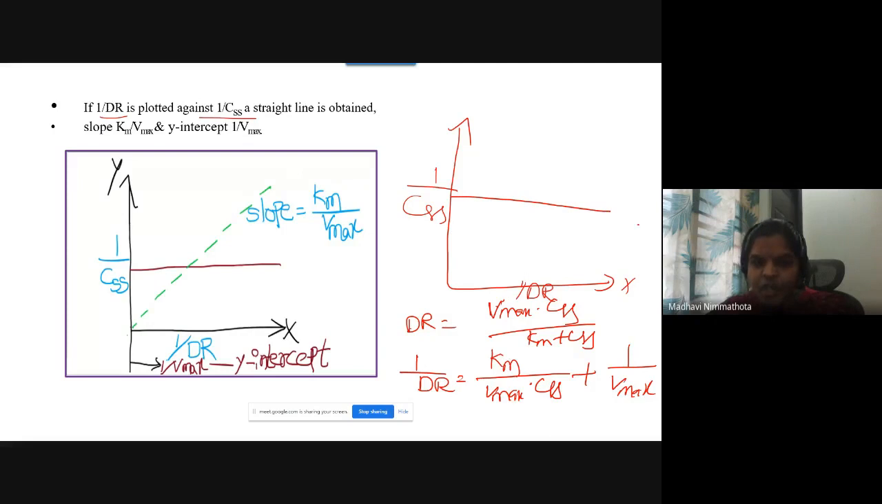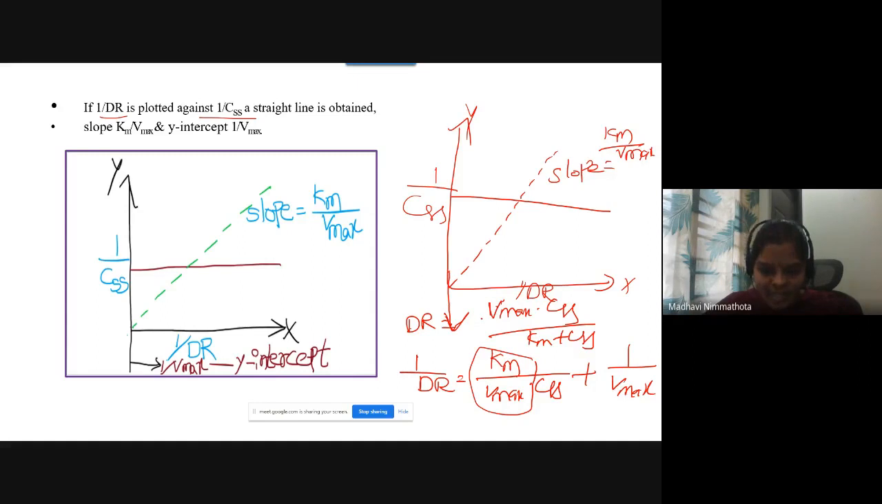It is a straight line, so you have to calculate the slope. For that reason you are extending the graph. So this y-axis will go beyond the x-axis. You can extend the graph, the y-axis beyond the x-axis. You can get the dotted line slope, that is Km by Vmax. This is the slope, Km by Vmax. See, slope is Km by Vmax. And then you are getting the intercept as 1 by Vmax. This is the intercept, 1 by Vmax.